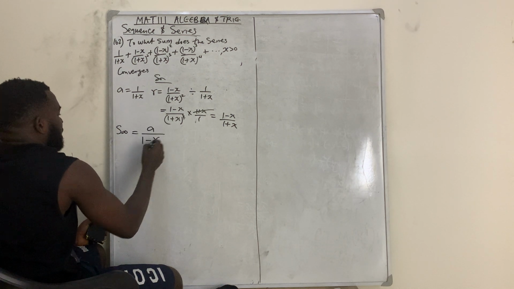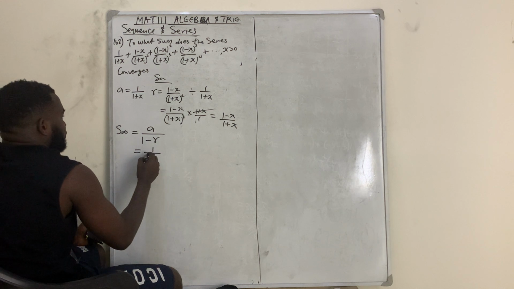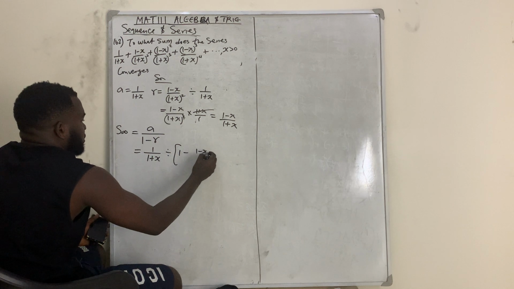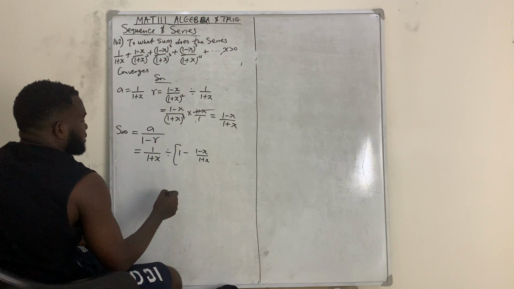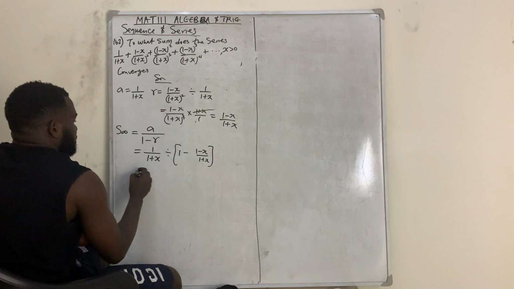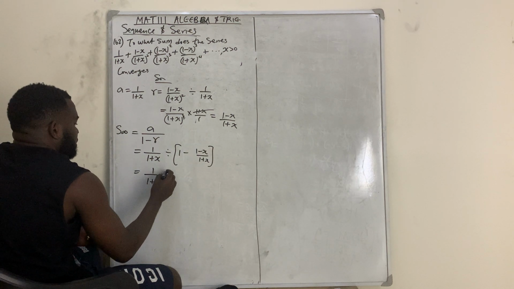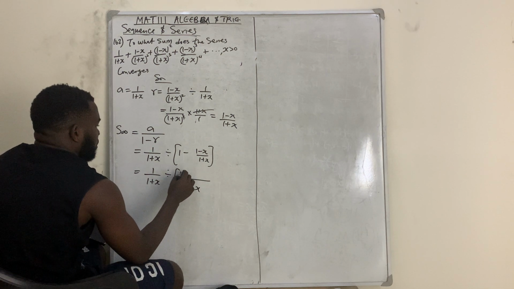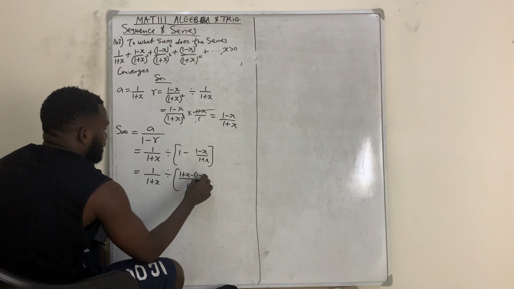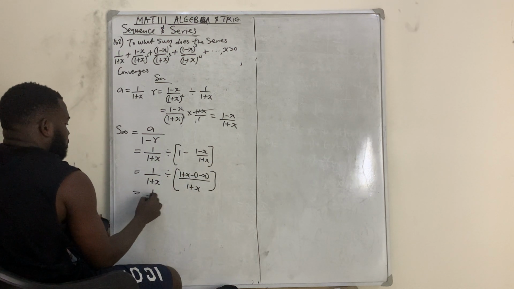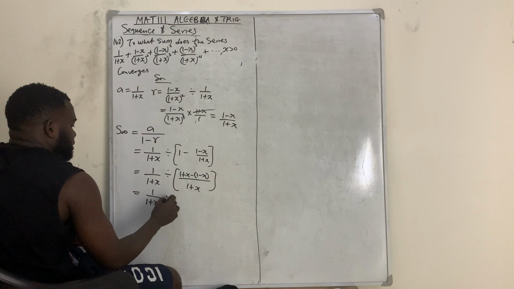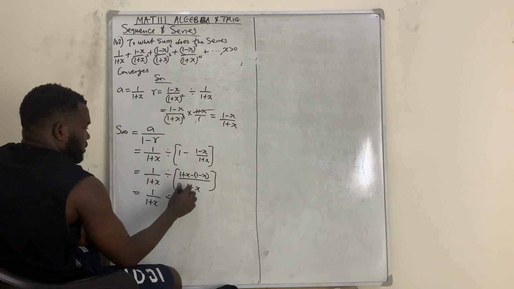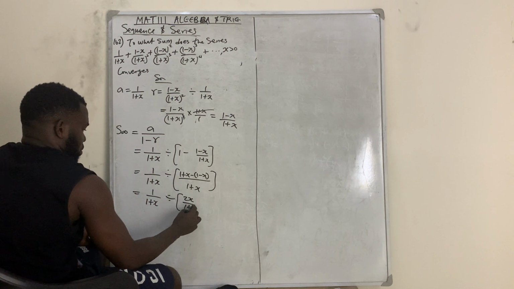Okay, so therefore the sum to infinity is now what? A over 1 minus r. My a is 1 over 1 plus x divided by 1 minus x over 1 plus x. So this is equal to 1 over 1 plus x divided by, the LCM there is 1 plus x. So I'm left with 1 plus x minus 1 minus x. The 1 minus 1 is gone, so I'm left with 2x over 1 plus x.